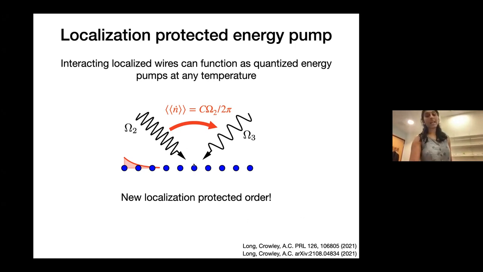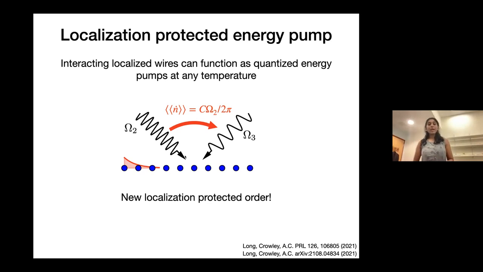So that is to say, irrespective of what's going on in the bulk, there's physics at the edge that guarantees that in this chain, no matter what the energy density, there is a quantized rate of transfer of photons from this two mode here to the three mode there. So there's a formula up there. A way to just say it in words is the rate of transfer is C photons per period of this omega two drive into the omega three drive.